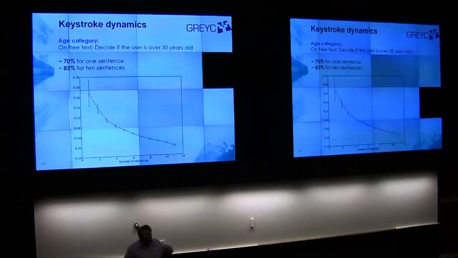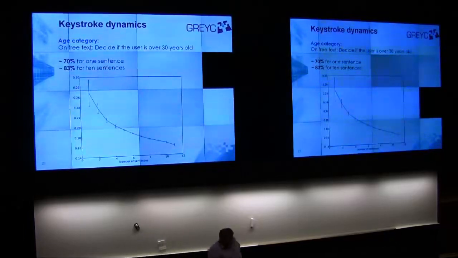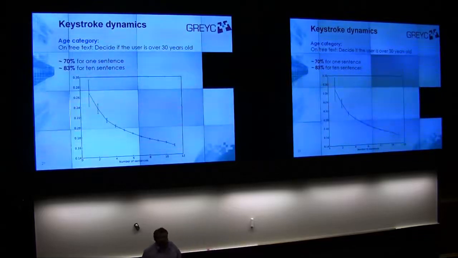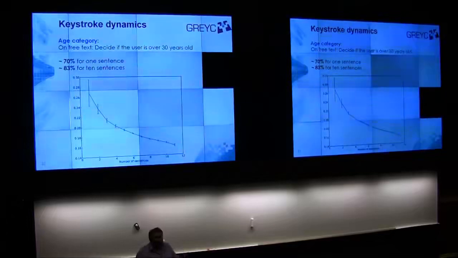But if we use, again, multiple sentences, and you have here the evolution of the error with the number of sentences we use for the training, for the verification, sorry, we see we can decrease a lot the error. And so we can make a good prediction, about 83%, if we collect data from 11 or 12 sentences. But you could do that, of course, with many more sentences in order to increase the efficiency of the approach.